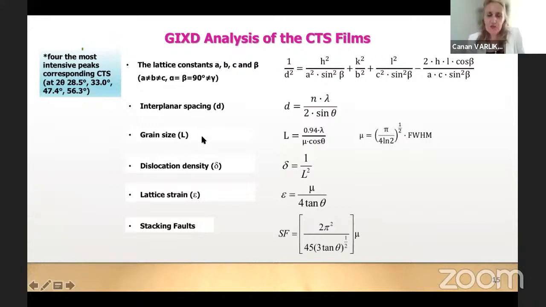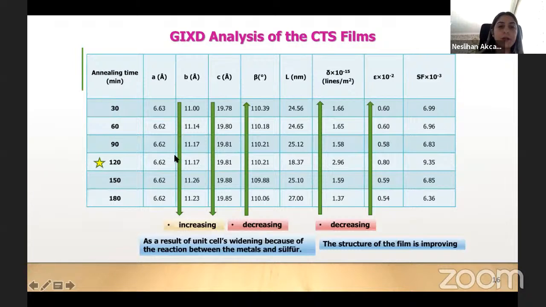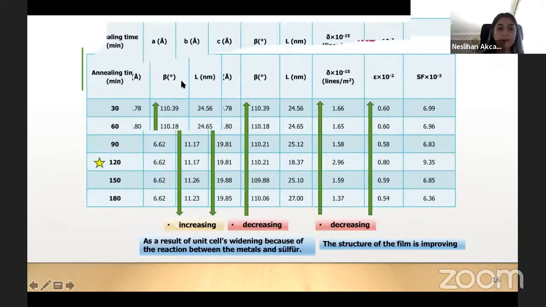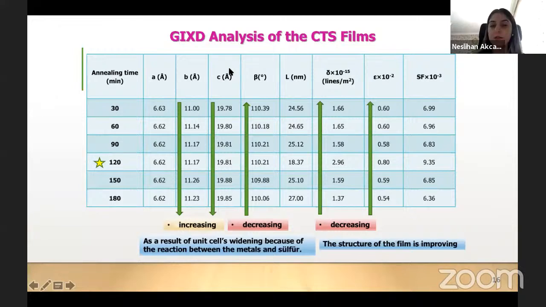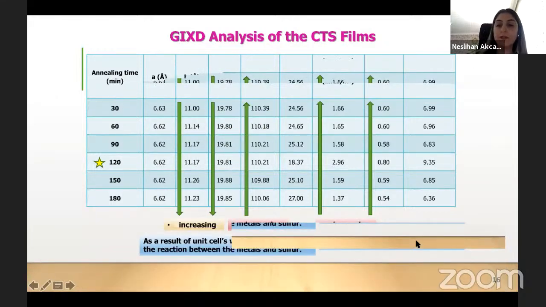We also calculated some structural parameters by using XRD results. Here you see the lattice constants a, b, c, beta, and interplanar spacing, grain size, dislocation density, lattice strain, and so on. As you see in this table, the a, b, and c lattice parameters are increasing with increasing annealing time, and beta is decreasing. This is a result of unit cell widening because of the reaction between metals and sulfur. Also dislocation density and microstrain are decreasing. This indicates the structure of the film is improving.